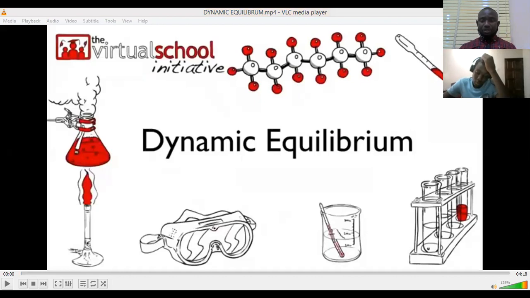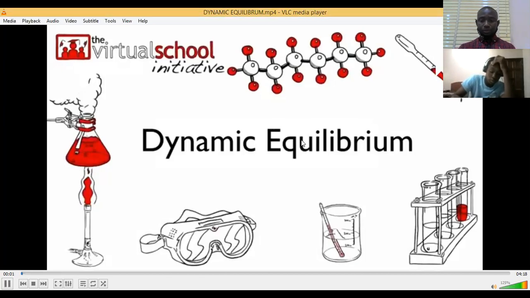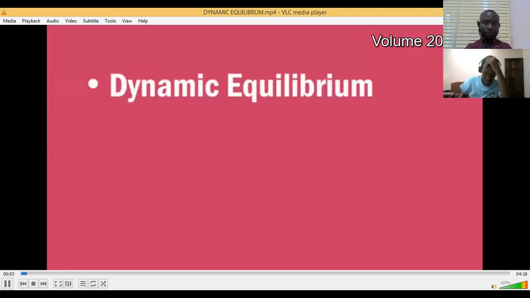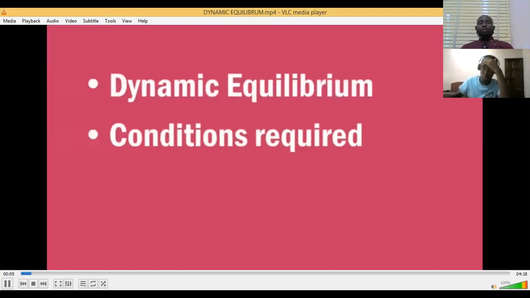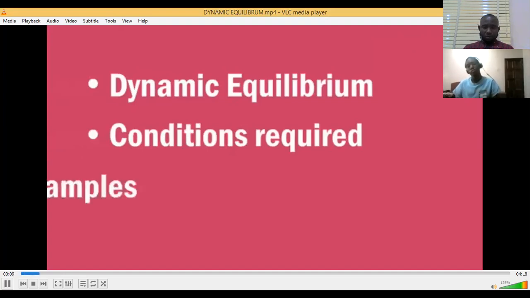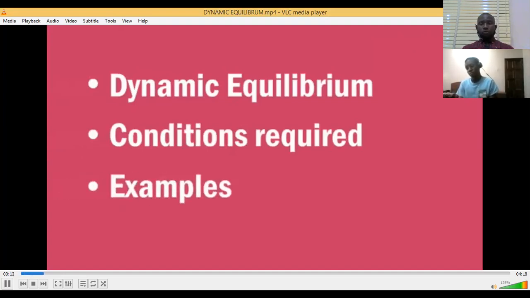Okay, let's just see something on dynamic equilibrium before we go into Le Chatelier's principle. In this lesson, you will learn about dynamic equilibrium, the conditions required for dynamic equilibrium to be reached, and examples of systems at equilibrium.